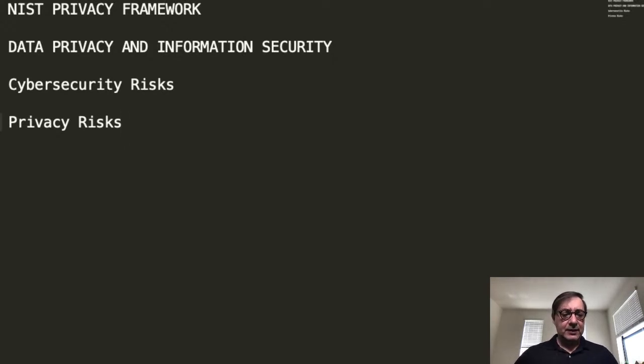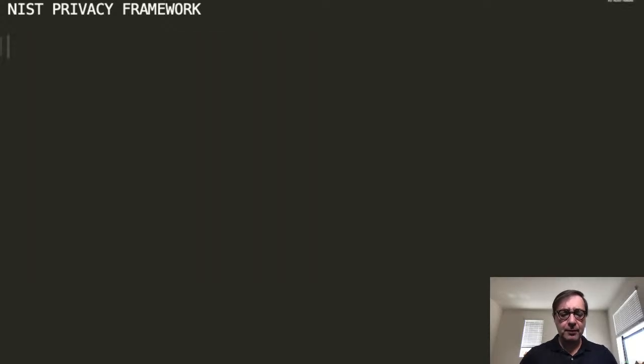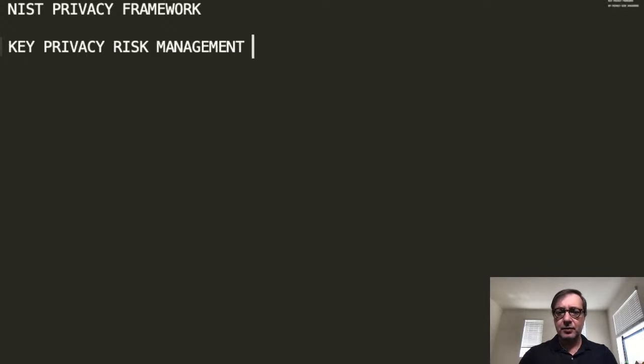Let's go a little deeper now with this NIST privacy framework. I'm going to try to expose you to some of the things that it contains. So let me erase this now. Let's talk about the key privacy risk management practices. Okay, so I'll type them out here and then I'll discuss them.